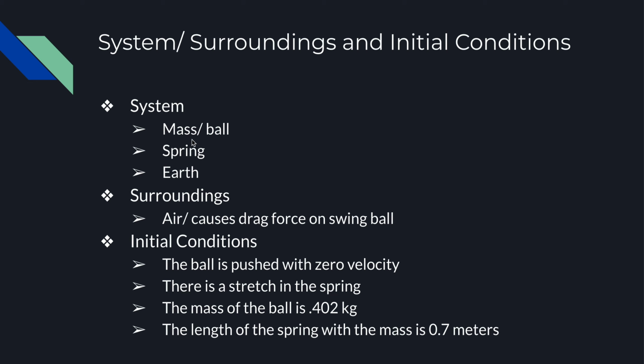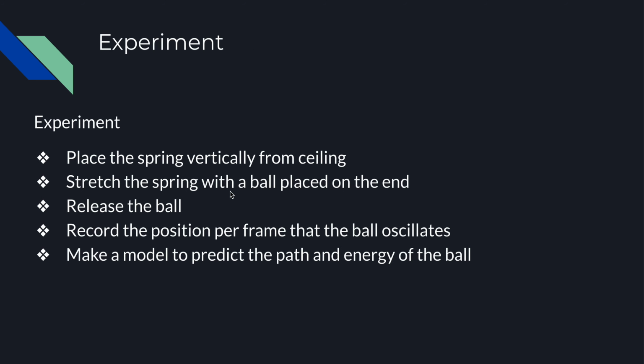So the system contained the mass of the ball, the spring, and the earth, because they can all have energies. And then the air does work on the ball, so it can cause a drag by causing a drag force. And then the initial conditions: the ball should be pushed with 0 velocity, and there should be a stretch in the spring. The mass of the ball is 0.402 kilograms, and the length of the spring with the mass is going to be 0.7 meters, with the force of gravity pointing down.